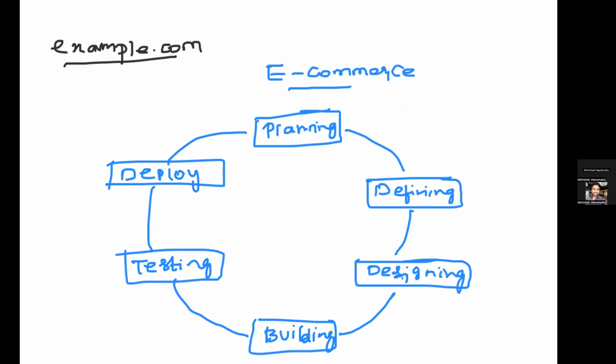What is the reason why I took a circle here? I drew a circle because everybody has to follow this circular approach for each and every feature that they are developing in their organization. Let's say example.com has decided they want to start a new feature, or support a new feature for the customers.